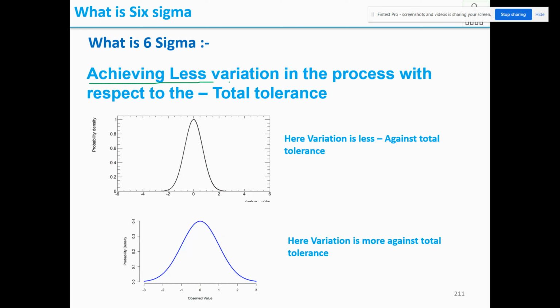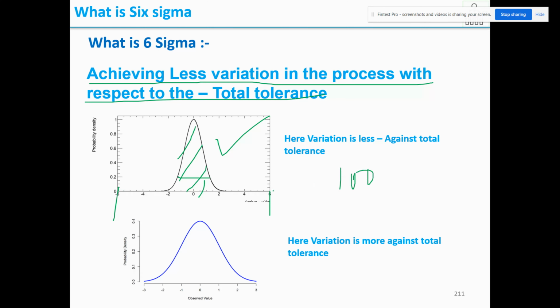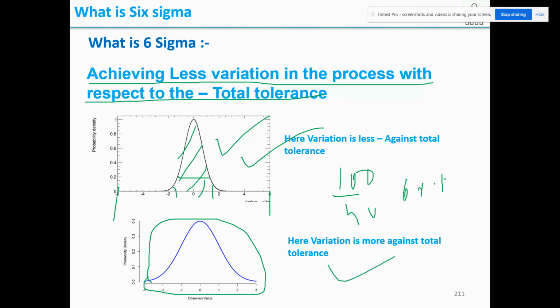So what is Six Sigma? Achieving less variation in the process with respect to the total tolerance. Now say for example this is the total tolerance and your process is producing only within this. That means this is a good process. Let us consider this as 100 percent tolerance. In that you are consuming only 40 percent. So 60 percent you are safe, and producing lesser variation is a good process. When you come to the below example, the process is consuming the entire tolerance given. So in this case, the variation is very high and it can tend to produce a rejection or out of specification.